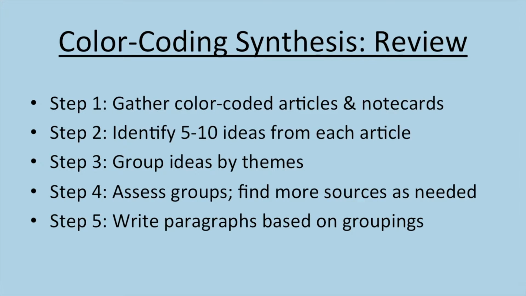Now that you've learned the details of the color-coding synthesis method, let's review the basics of each step. Step 1. Gather color-coded articles and note cards. Step 2. Identify 5 to 10 relevant ideas from each article and write them on the corresponding note cards. Step 3. Group ideas by themes.